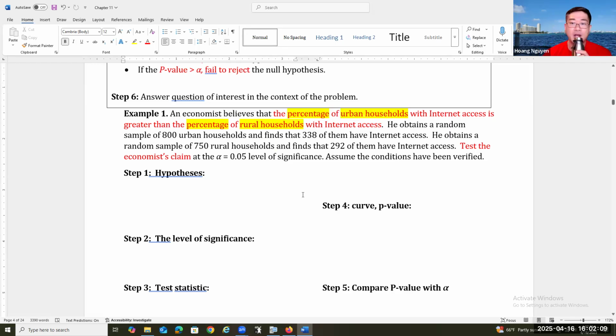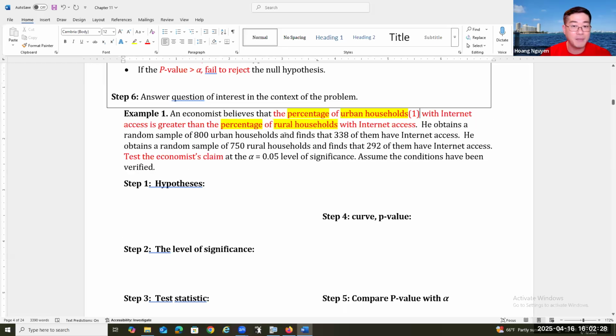You need to label which one is the first and which one is the second, right? So the urban household is going to be the first population, and the rural household will be the second population. So I'm going to label the urban household as the first, and the rural household as the second. For the first sample, he got 800 urban households, and 338 of them have internet access. He also obtained 750 rural households, and 292 of them have internet access.